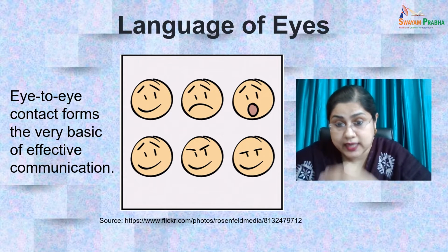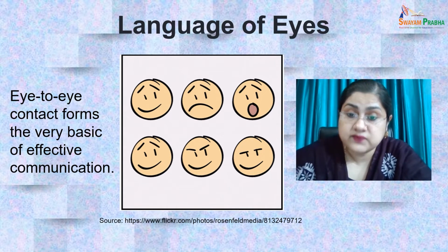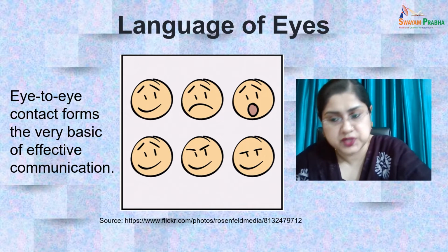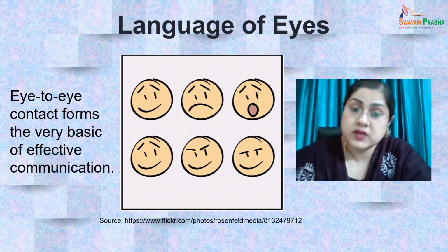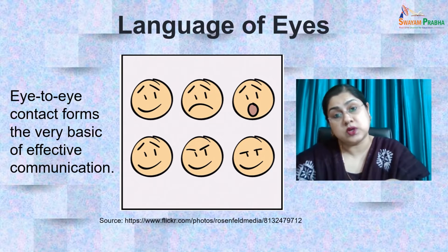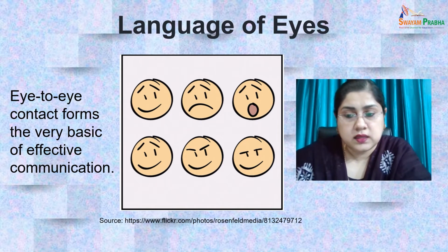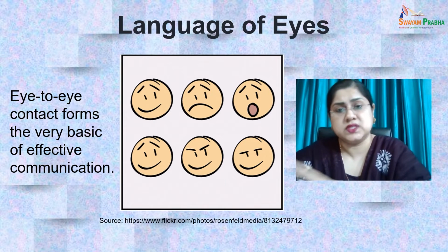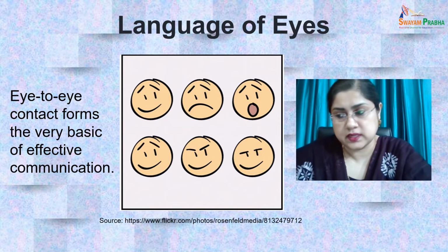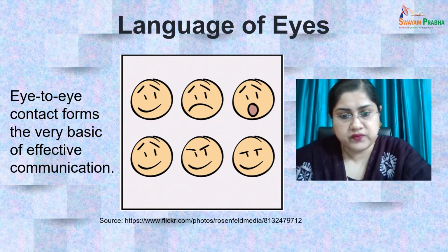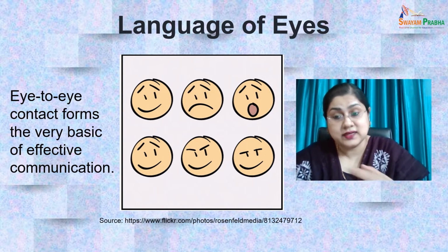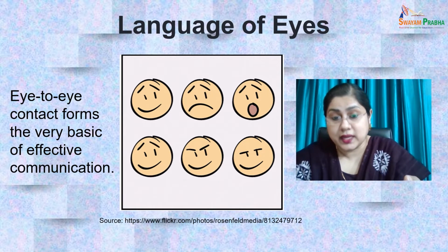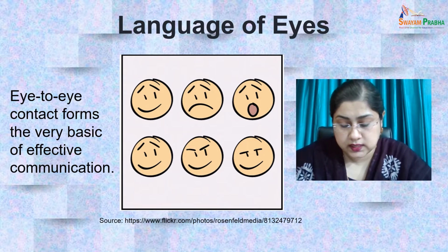So actually this eye to eye contact forms the very basis of effective communication. When we are trying to communicate to our students, and if we are not making eye to eye contact, or if the student is not looking into the eyes, then we can understand that there is something troubling in the mind of my student. So when the eye to eye contact is not happening during the conversation, you can actually think of what exactly is the problem.